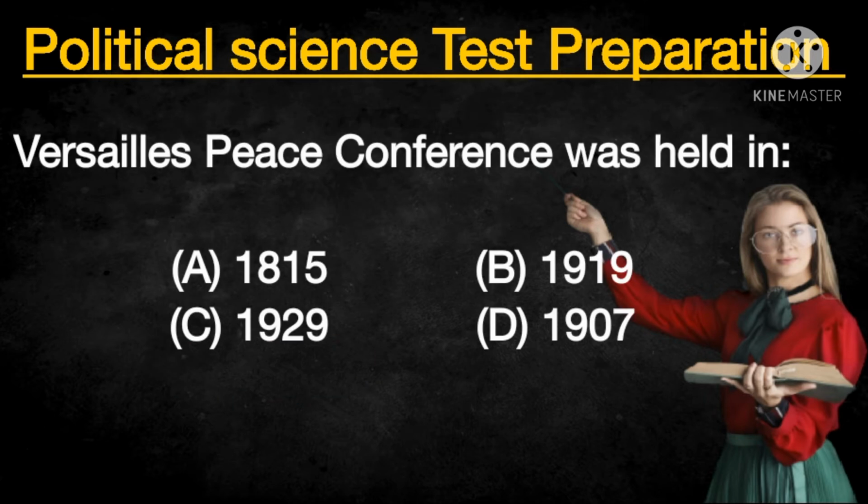Question: Versailles Peace Conference was held in A. 1815, B. 1919, C. 1929, D. 1907. Its correct answer option B, 1919.